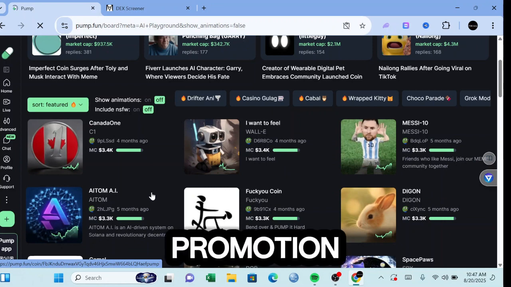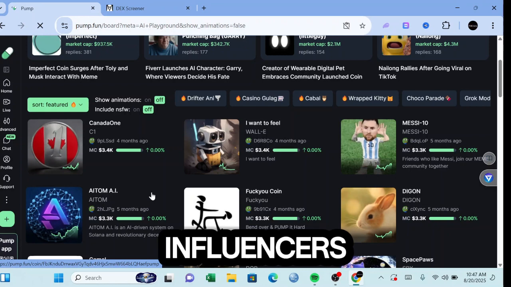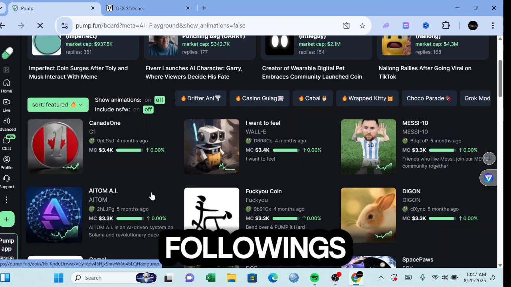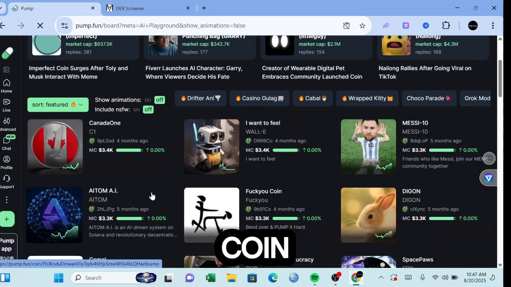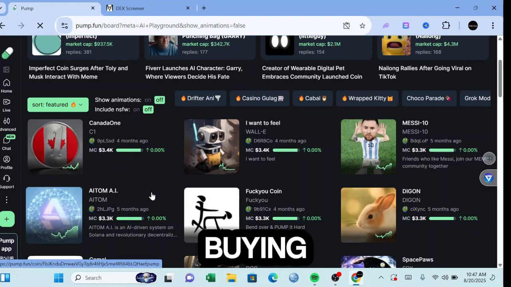Most people, when they create their coin, reach out to Twitter influencers, YouTubers, and people that have Telegram channels with large followings, and they pay them to promote the coin. If those people promote the coin, their users buy it, the market cap goes up, and with that you can easily sell your own token and make money off it again.